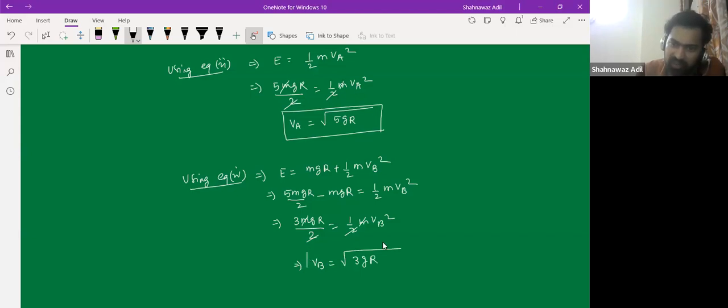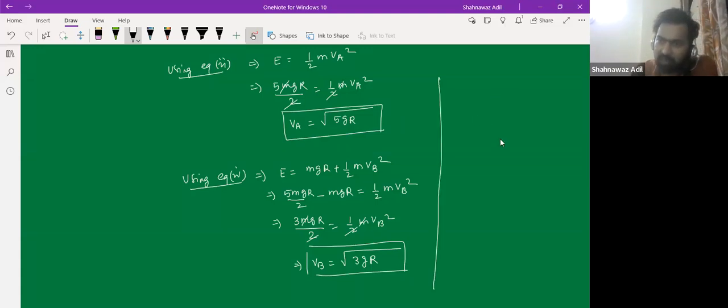So I have derived these things, but you guys have to remember. You have to make a short note, and you have to remember that at different places, the velocity differs. At this place, the velocity is simply root gr. At this place, velocity is simply root 3gr. And at this place, velocity is maximum. So this is root 5gr.